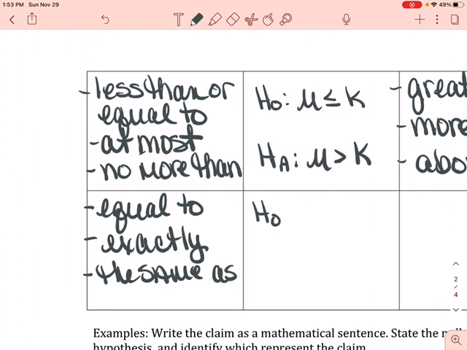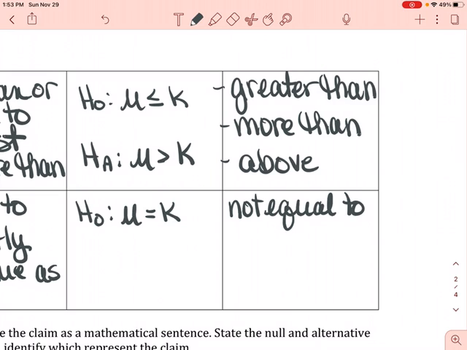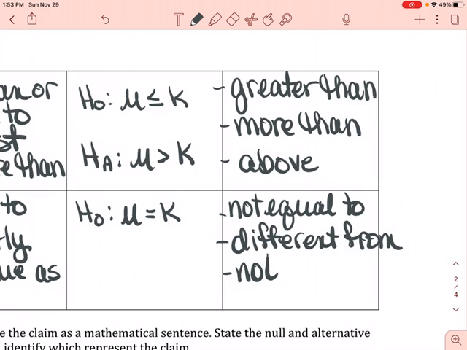Since these are all equal-to concepts, we would go mu is equal to k. Now, if you say not equal to, or different from, not this value, these are all not-equal-to ideas, so they go in H sub A.